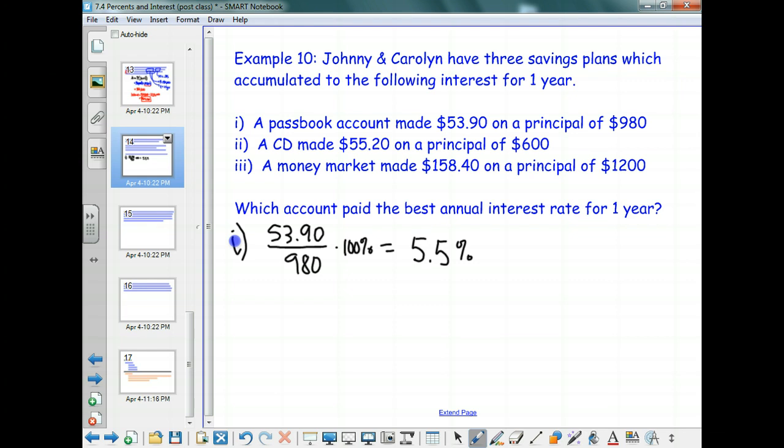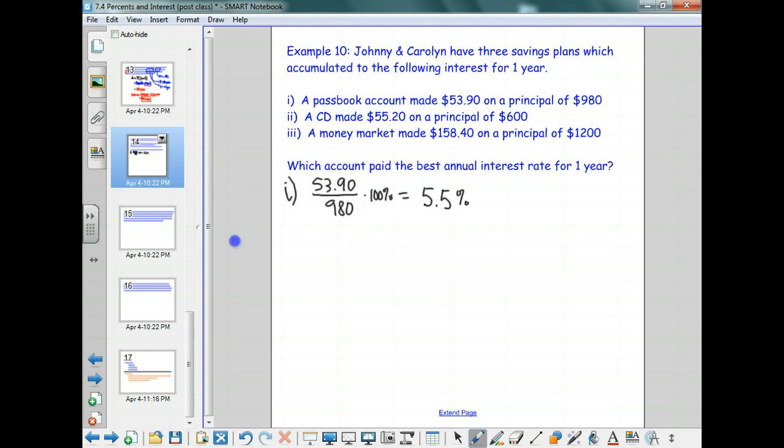5.5%. Did everybody get that when they did their calculator? So this is 5.5% for the passbook. What do we do for the CD? Same thing. Yeah. $52.20 over $600. You should be expecting this number to be what?